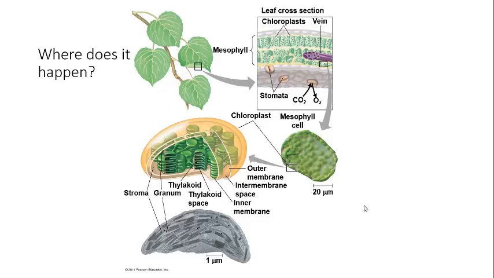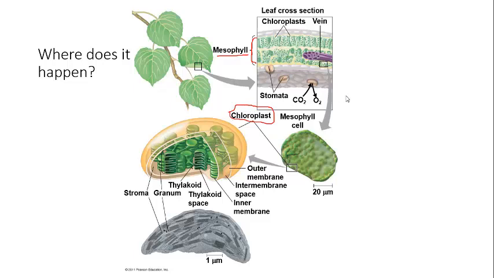The photosynthetic organ of a plant is the leaf, and the leaf is going to contain cells called mesophyll cells, and these mesophyll cells perform photosynthesis because they contain chloroplasts.